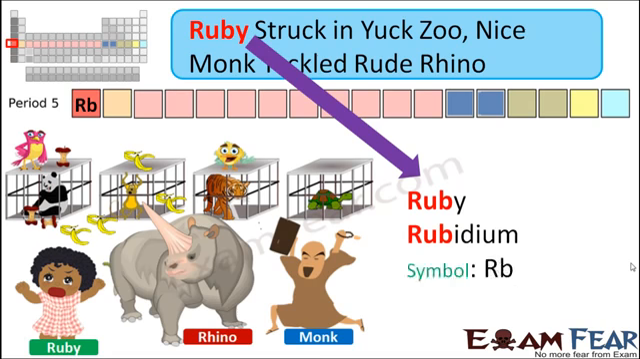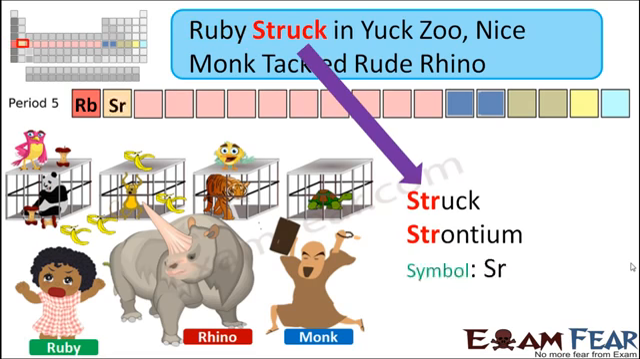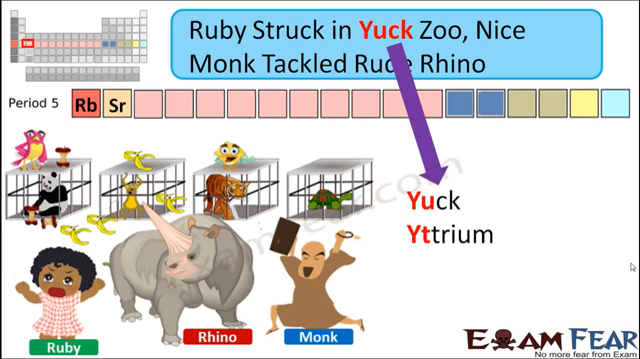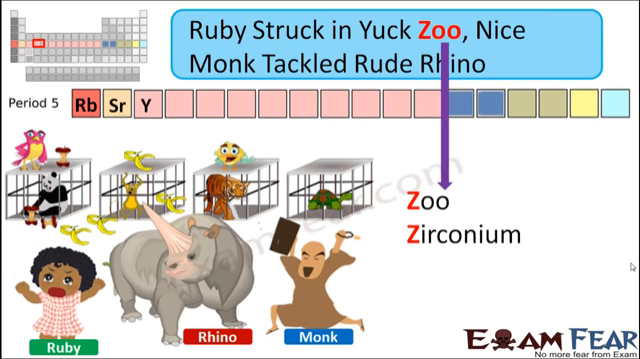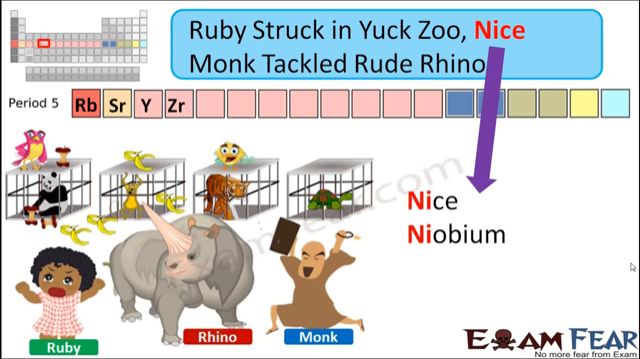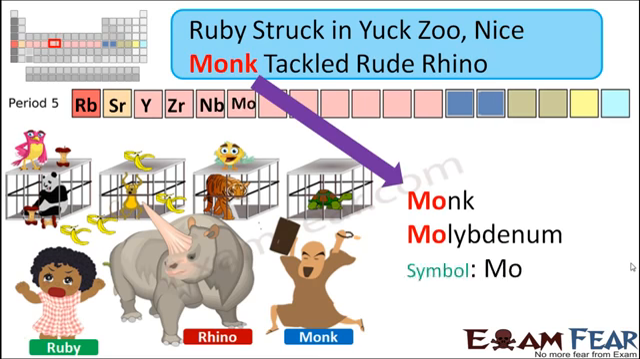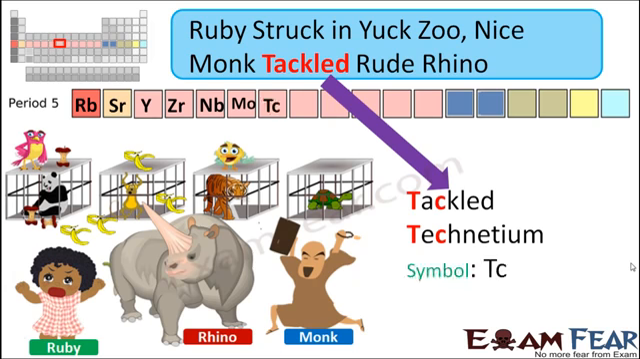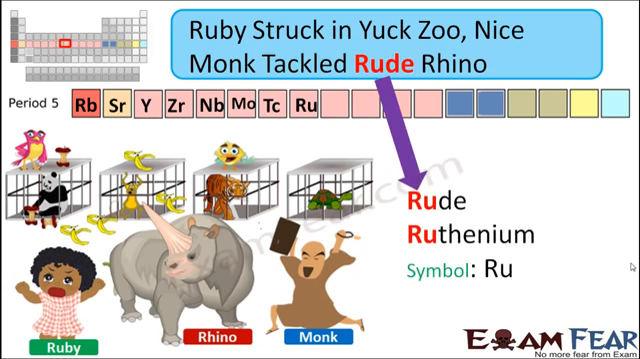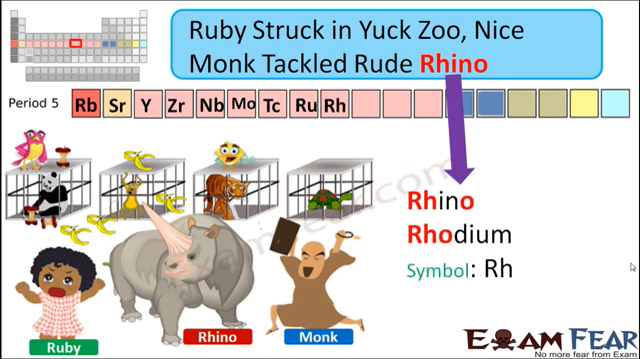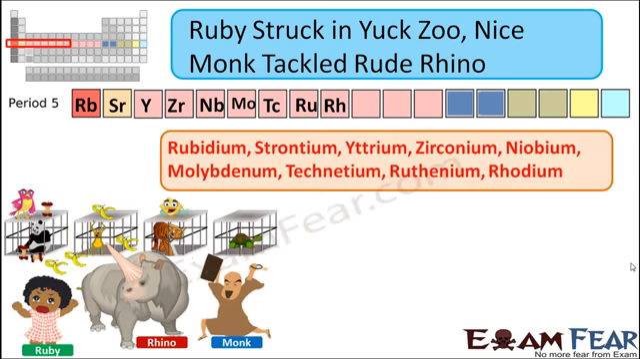So Ruby reminds of rubidium. Struck reminds of strontium. Yuck reminds of yttrium with symbol Y. Zoo reminds of zirconium. Nice is niobium. Monk is molybdenum. Tackled is technetium. Rude is ruthenium. And finally, rhino is rhodium. So our final memory tip for the elements of first half of period 5 would be Ruby struck in yuck zoo. Nice monk tackled rude rhino.